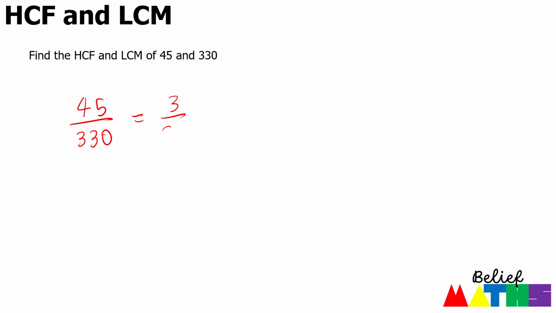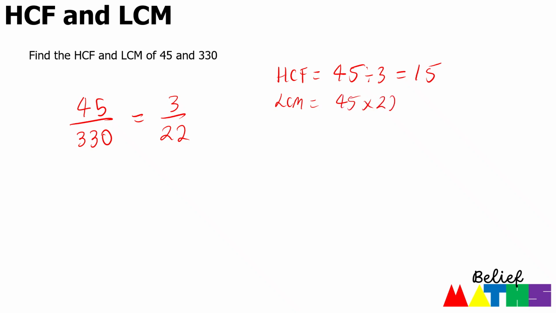3 over 22. Then to find our highest common factor, we just divide the two numerators, which is 45 divided by 3, and that's 15. And the lowest common multiple is 45 times 22. And again, we're not worried about doing that calculation because we have a calculator. 45 times 22 gives us 990. So our highest common factor in this case was 15, and our lowest common multiple was 990. And again, we just write it as a fraction, putting our smaller factor on top, simplify it down, and then divide the numerators to get your highest common factor, and cross multiply to find your lowest common multiple.